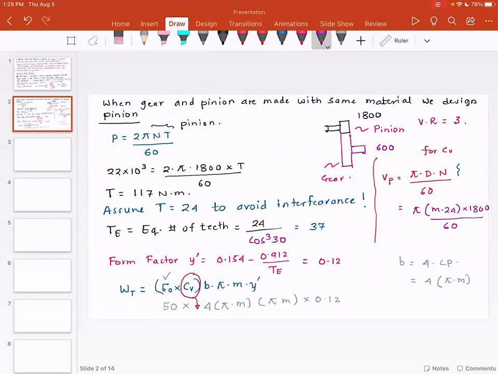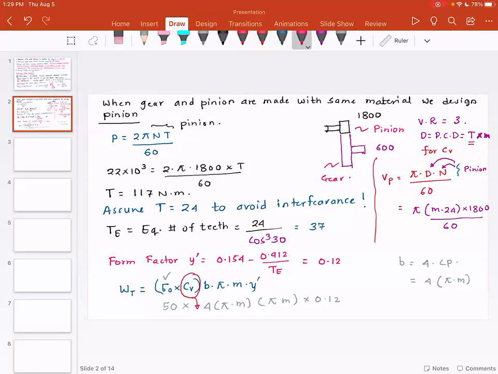So when I'm looking for pinion design, this is the diameter of the pinion, this is the speed of the pinion. And from the equation of diameter, we know diameter, also called the pitch circle diameter, is number of teeth multiplied by m. And a word of caution here, this is not the equivalent number of teeth. This is just the regular number of teeth. So in our case, we are not going to use 37, but we are going to use 24.